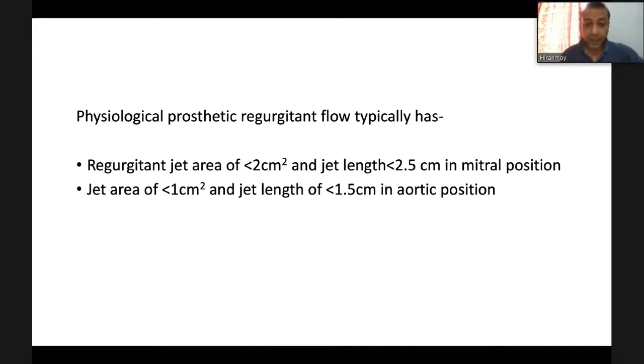And one thing is that for the regurgitation, you have to appreciate the jet, from where the jet is coming. Is it central or is it a peripheral jet? A peripheral, eccentric jet is mostly due to paravalvular leakage. So for paravalvular leakage, you have to carefully look for whether it is physiological regurgitation or paravalvular leakage.